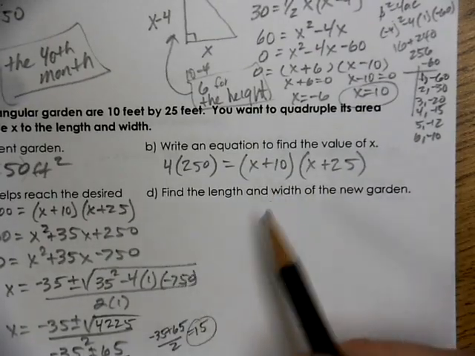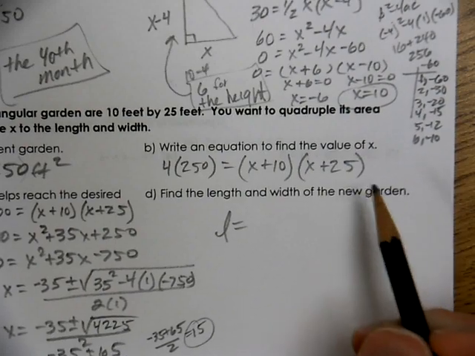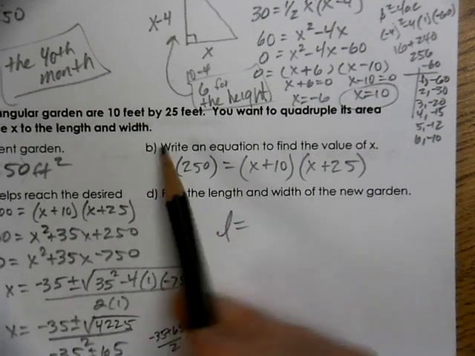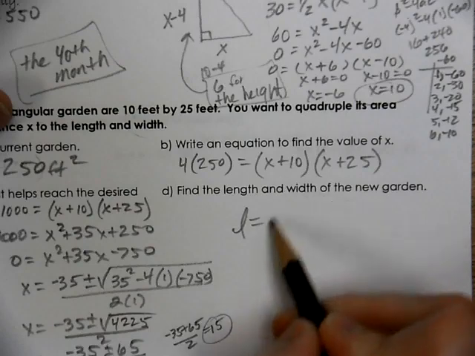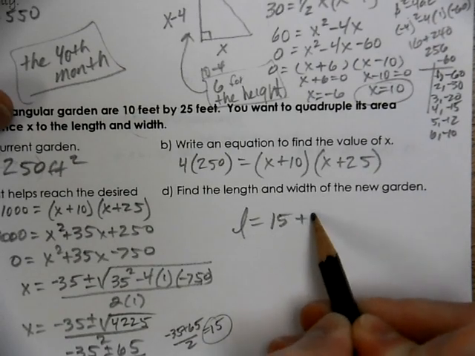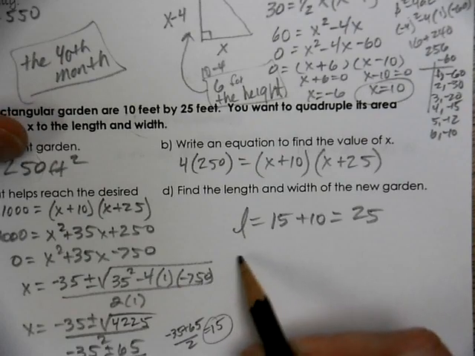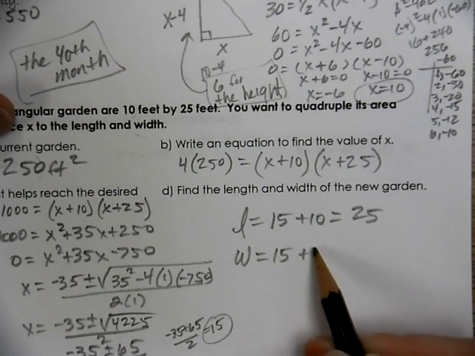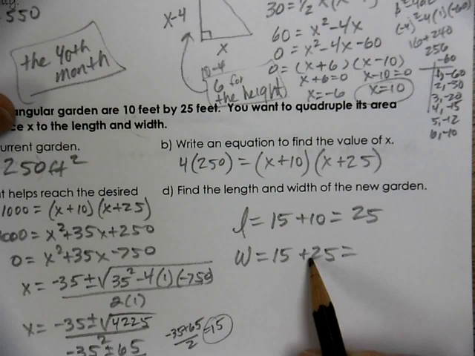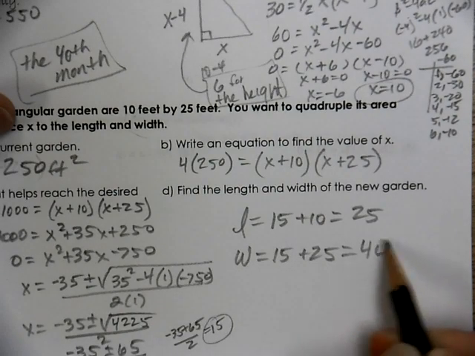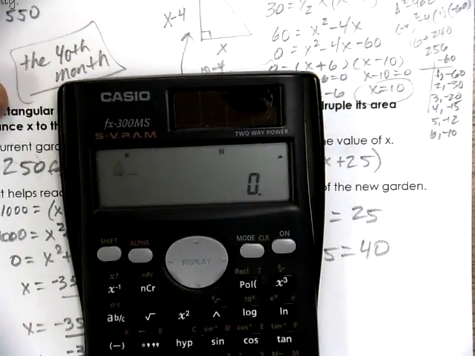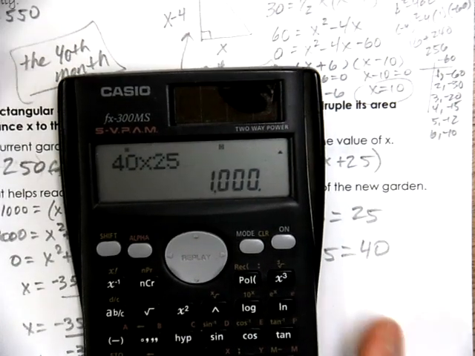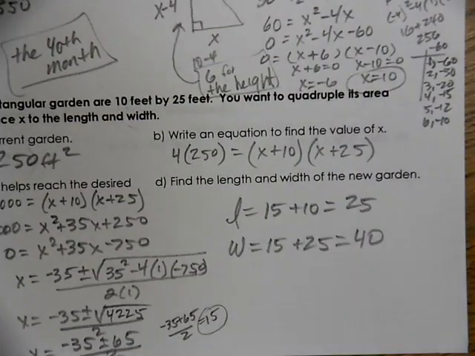Find the length and the width. The length, they called it, if it's length and width up here, if length is a 10, so it's 15 plus 10, so that's 25, and the width is going to be 15 plus 25 to equal 40, and 40 times 25 is our 1,000. And that's what we were trying to get it to be.